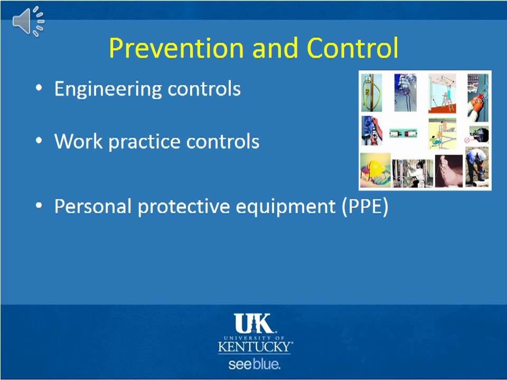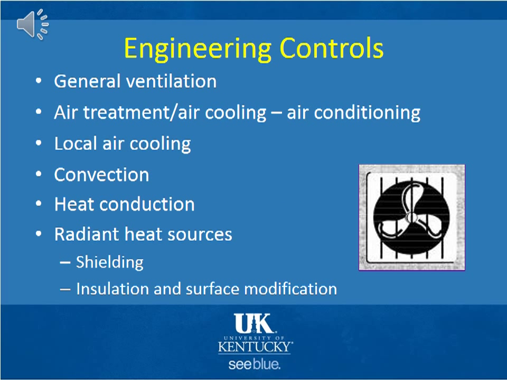Prevention and control of heat-related illness can be achieved by the following: engineering controls, work practice controls, and personal protective equipment. The following engineering controls can be used to prevent and control heat-related illness. General ventilation. General ventilation is used to dilute hot air with cooler air. Works better in cooler climates. Air treatment, air cooling, air conditioning. This reduces the temperature of air by removing heat and humidity.